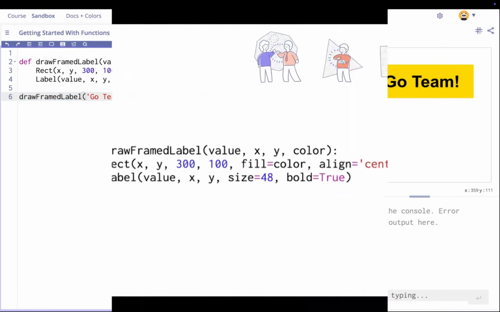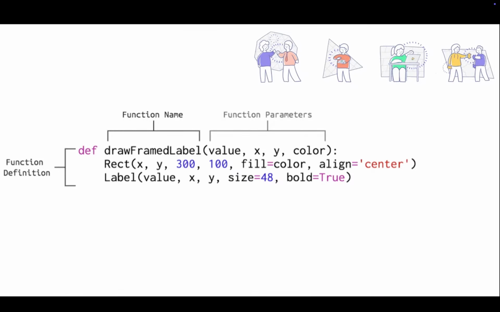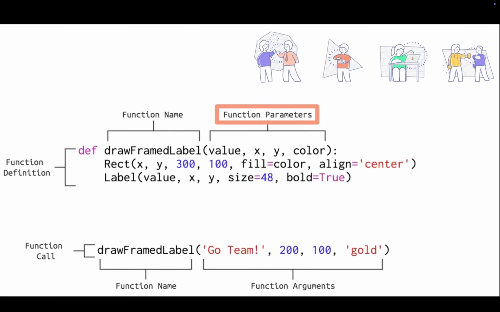Let's add a little more vocabulary. This whole thing is our function definition. We start the definition by writing the word def. Then we give the function a name. Here we named it drawFramedLabel. After the function name, we decide what the function will take as inputs by listing its parameters. Here, the parameters are value, x, y, and color. Let's clarify some terminology. The parameters are the names we give to the inputs of the function, while the arguments are the actual values the function will use when we call it. These are the parameters, these are the arguments.